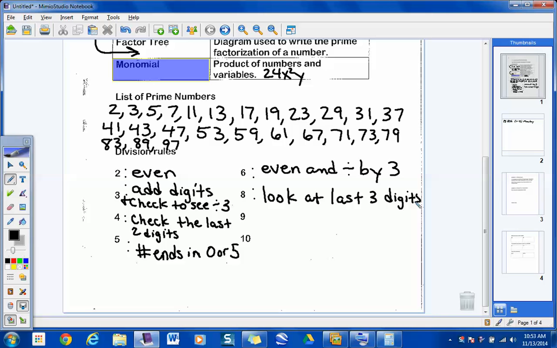Wait, what's the last one? Digits. No, I mean, the values. The digits are the values, okay? You just look at the last 3 numbers, okay?